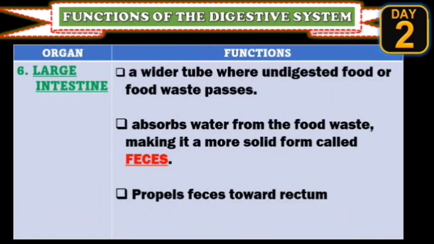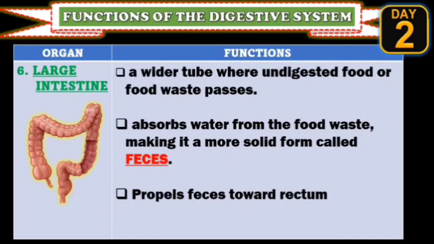Number 6 organ is the large intestine. The functions are the following. It is a wider tube where undigested food or food waste passes. It also absorbs water from the food waste, making it a more solid form called feces. And also it propels feces toward the rectum.